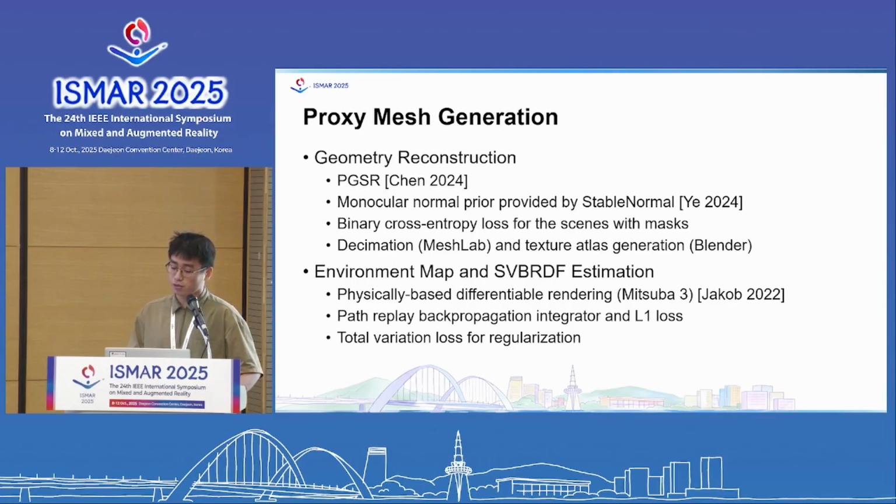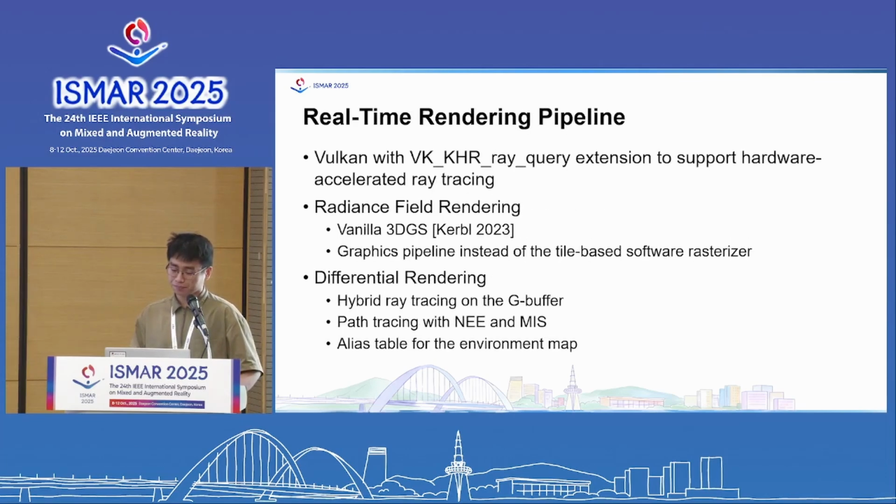In the second stage, we use the physically based differentiable renderer Mitsuba 3 to estimate the environmental map and the SVBRDF. We use the path replay backpropagation integrator, and the total variation loss is used for regularizing the SVBRDF and the environmental map. We use the Vulkan API with the required extensions to support hardware accelerated ray tracing.